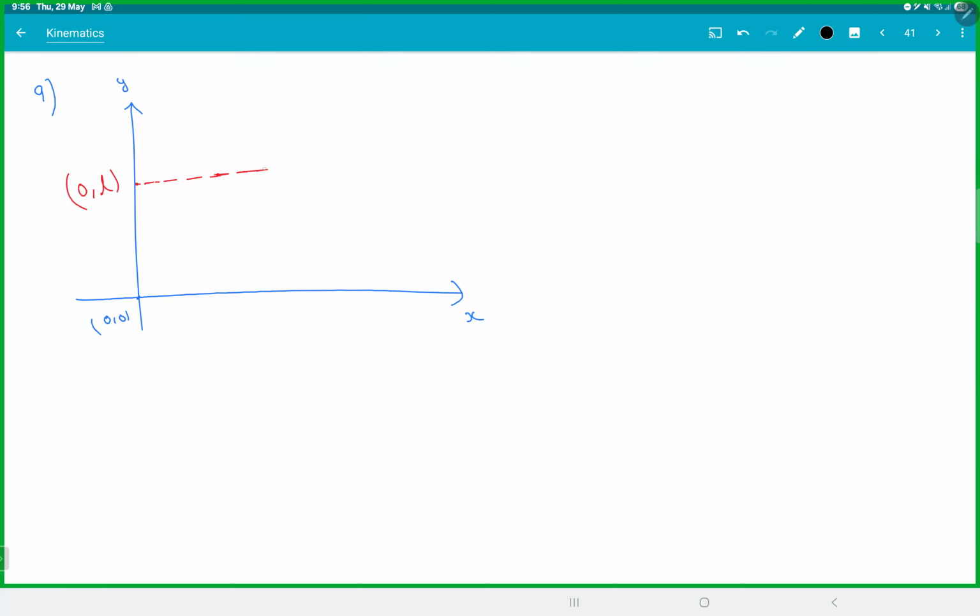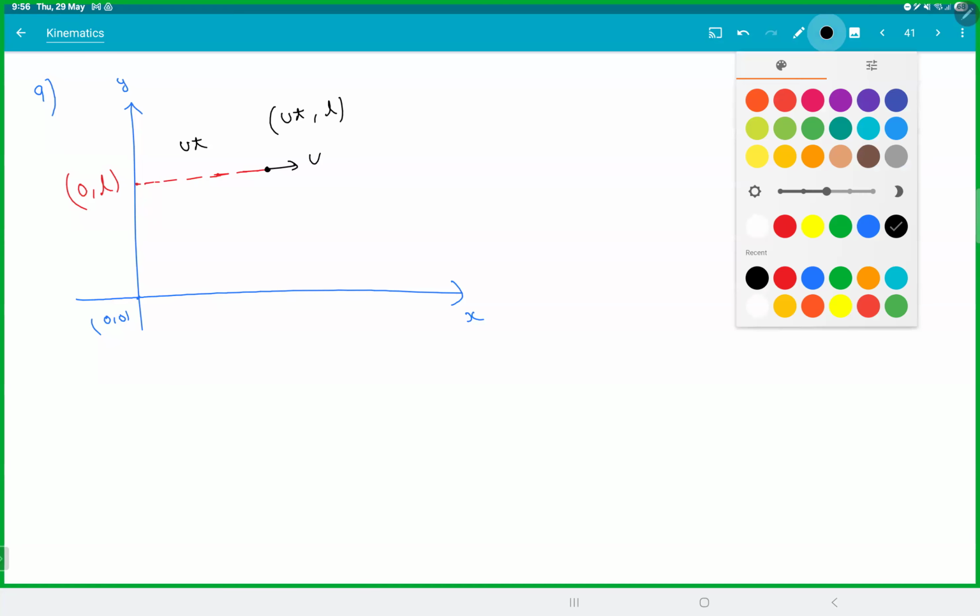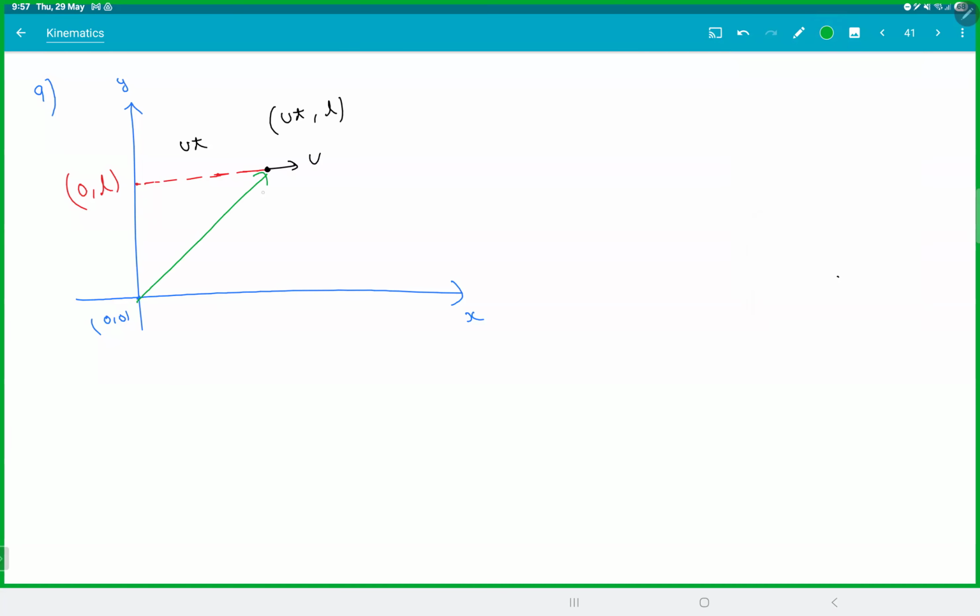After some time t, it will reach somewhere here. This distance will be u into t. So what will these coordinates be? ut, comma, L. So if someone asks you to find r bar, I am indirectly asking you to find this position vector. This is your r bar. So r bar is simply ut i cap plus L j cap.